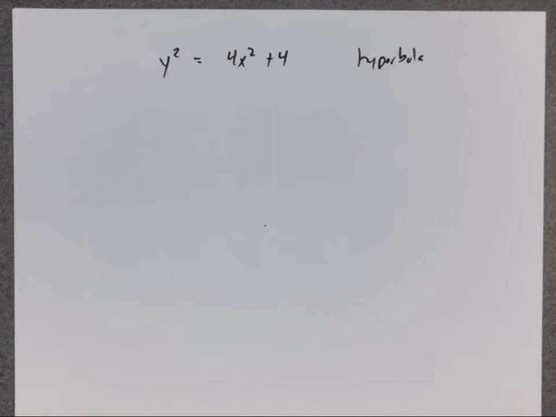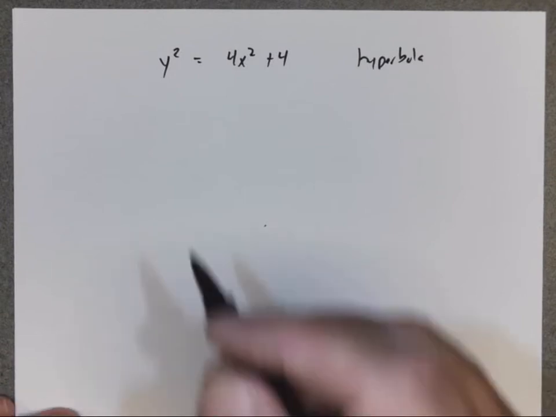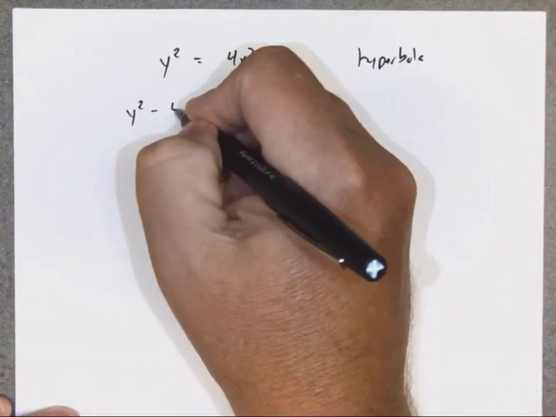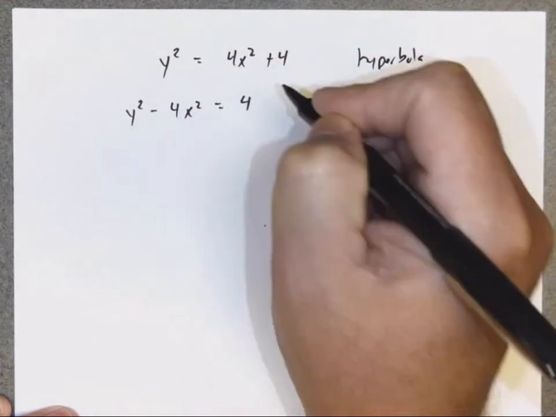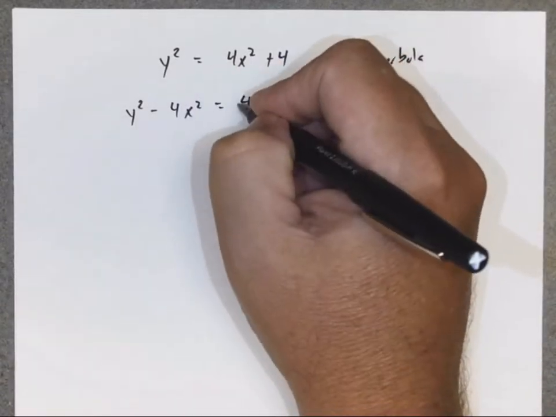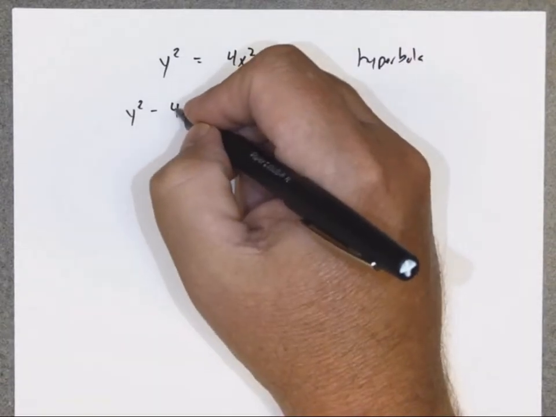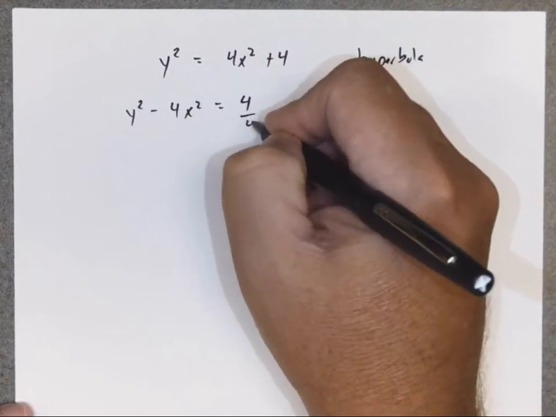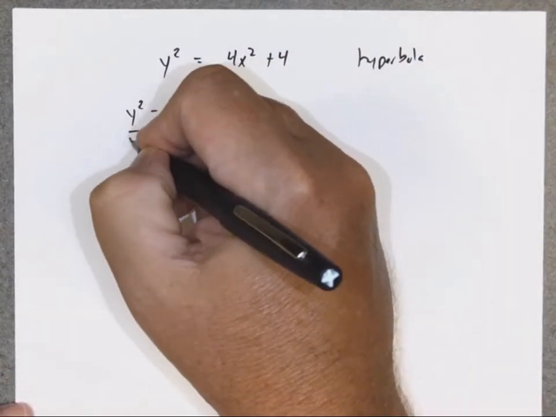First thing you have to do is get it in the standard form, which means you get the x squared and the y squared on the same side and the number on the other side. So obviously I need to move the 4x squared to the other side. So if I subtract 4x squared from both sides, now this is not in standard form yet. One of the main problems is this has to be 1, and I also can't have this 4 here. So let's just divide both sides by 4 to make this 1, and we'll see what happens.